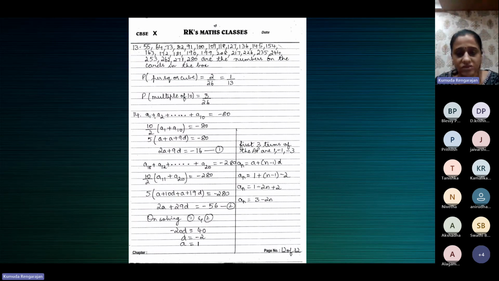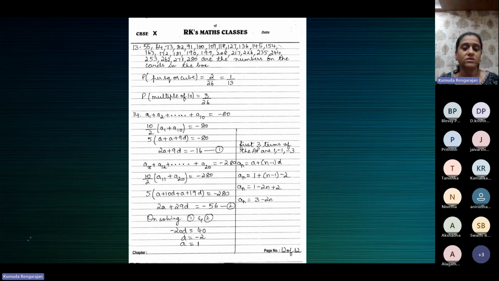So the sum of the first 10 terms, A1 plus A2 plus A3, and so on till A10, is minus 80. Formula: n by 2, 10 by 2 of the first term A1 plus the last term A10, is equal to minus 80. A1 is A, A10 is A plus 9D. You can also use the formula n by 2 of 2A plus n minus 1 into D. That also you can use. So you get an equation in A and D.